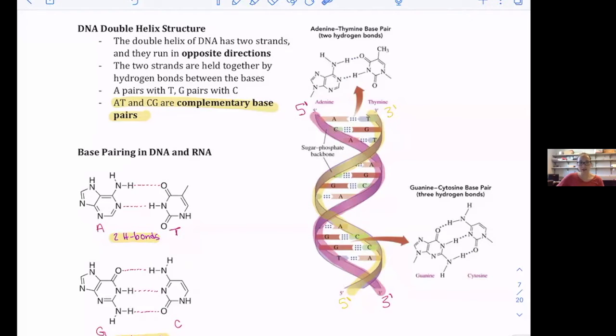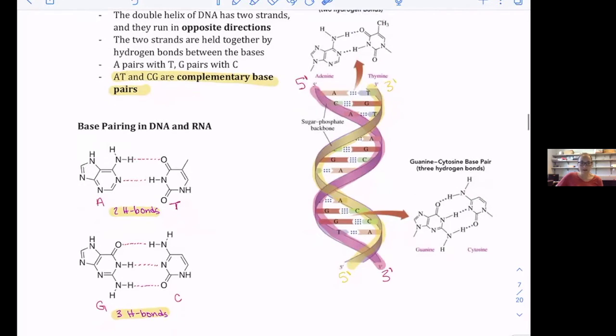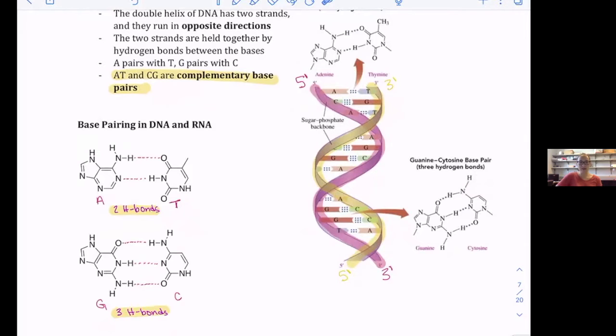The two strands are held together by hydrogen bonding interactions between the bases. So that's what these hydrogen bonding interactions are here. They have complementary base pairs. So A, or adenine, is always going to pair with T, thymine. And the reason is because of the hydrogen bonding. So these are perfectly lined up to have these two hydrogen bonds.